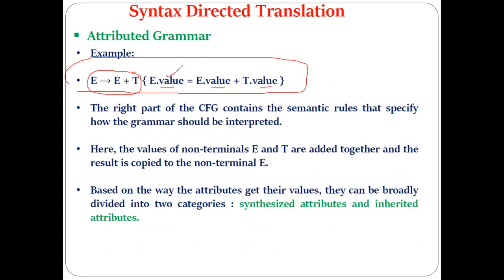Now what is the attribute name here? Value, dot value. This dot value is the name of the attribute, and we have to find out the value of this attribute. So here you can see the right part of the context-free grammar contains the semantic rules. Means this part is nothing but referred to as what? Semantic rules.